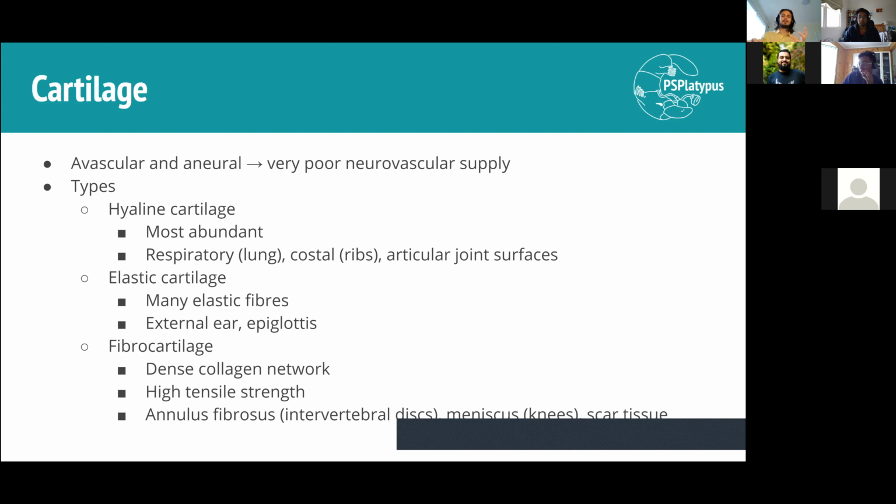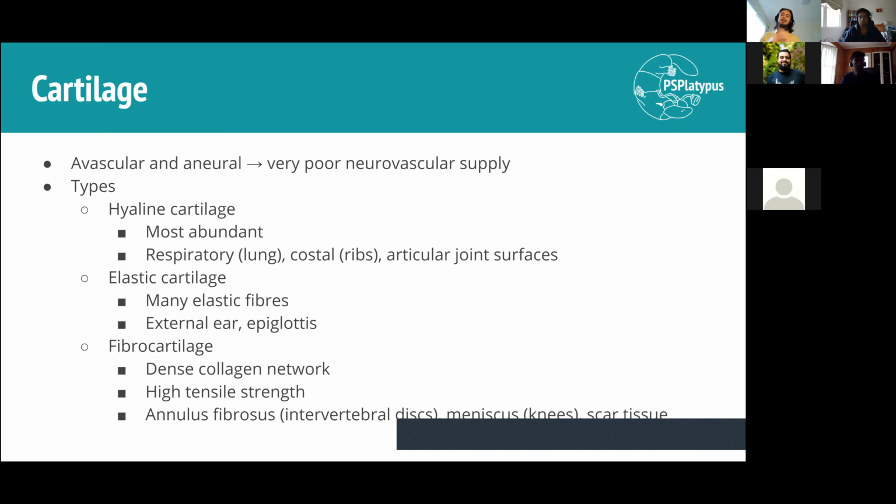And then fibrocartilage. Fibrocartilage is very fibrous. It has a high tensile strength. You'll see that in places like the intervertebral discs, in the annulus fibrosus, which is basically this ring of fibrous tissue, this external ring between your vertebrae, so in your spine. And then you'll also see it in your menisci in your knees, which perform a key function in keeping your knees from falling apart.